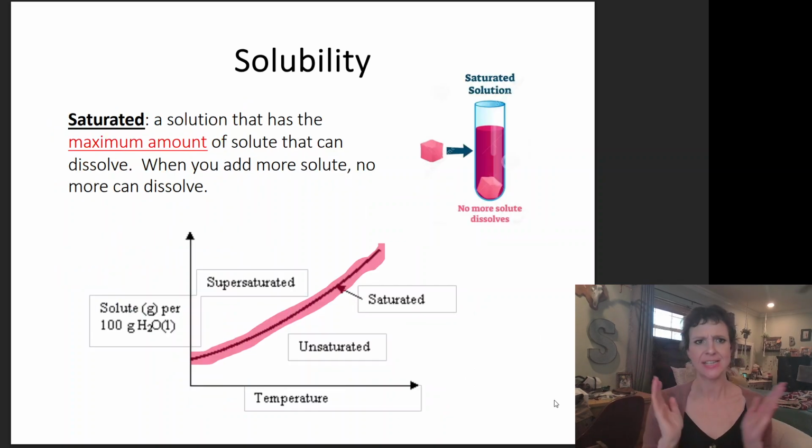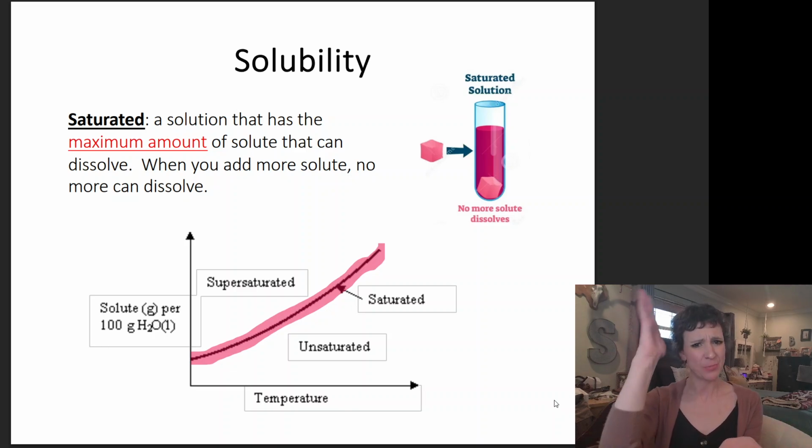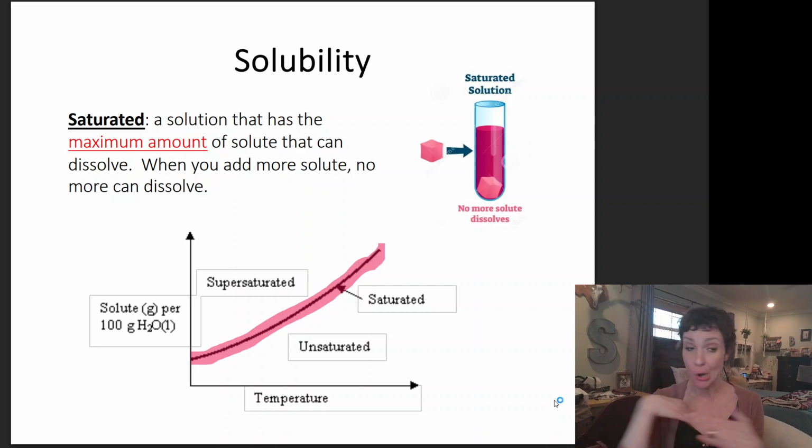Okay, let's talk about each one of these. A saturated solution is a solution that has the maximum amount of solute that can dissolve. Now, this is dependent on temperature, as my solubility curve is showing me. It says when you add more solute, no more can dissolve, okay? On a solubility curve, that's what that line is really representing. It's like, hey, how much in grams of that solute can I cram into 100 grams of water at a certain temperature? That's where a saturated solution would be represented. Okay, so saturated, that makes sense.